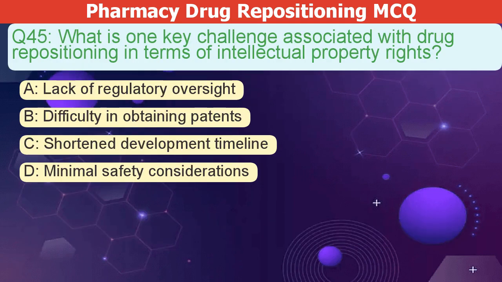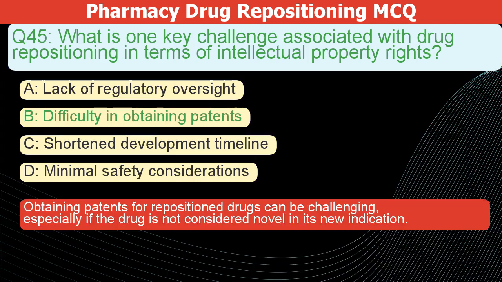What is one key challenge associated with drug repositioning in terms of intellectual property rights? A. Lack of regulatory oversight. B. Difficulty in obtaining patents. C. Shortened development timeline. D. Minimal safety considerations. The correct answer is B. Obtaining patents for repositioned drugs can be challenging, especially if the drug is not considered novel in its new indication.